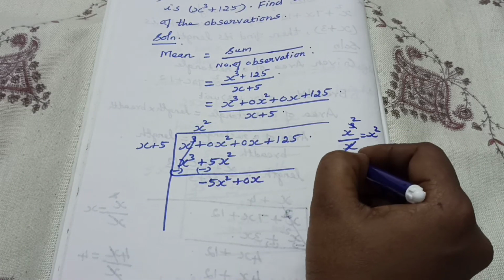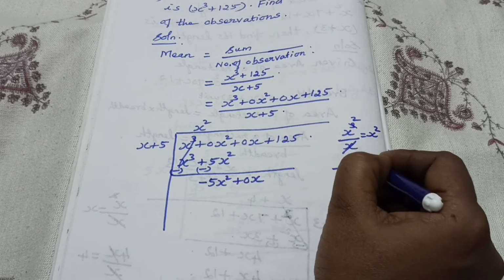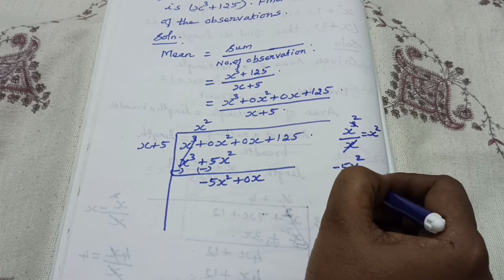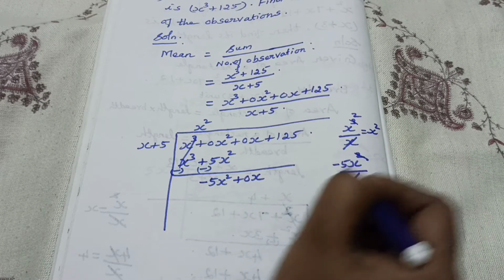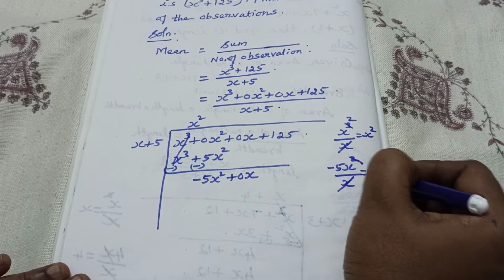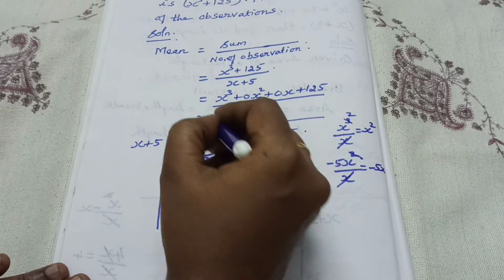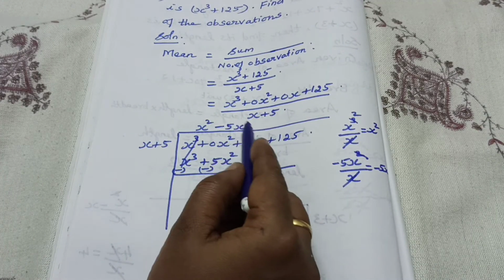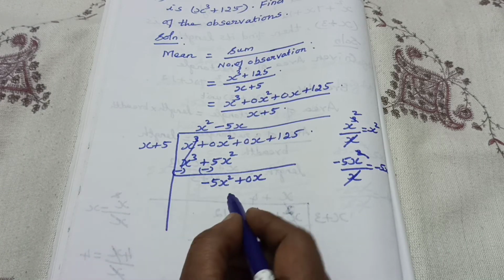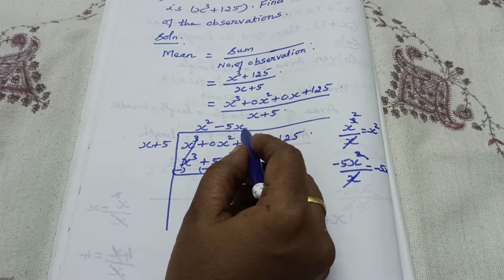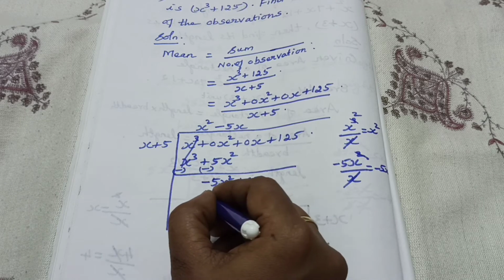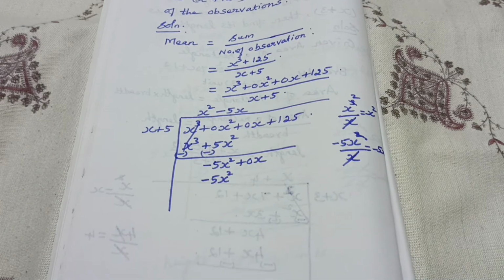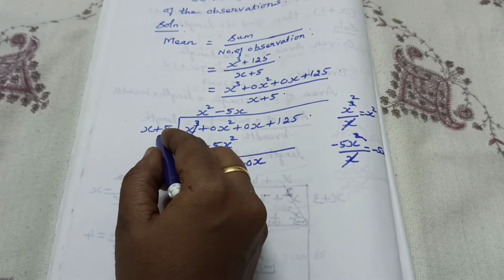Here, what's the first term? Minus 5x square divided by the divisor's first term, x. The x cancels, and we get minus 5x. That minus 5x we write in the quotient. Take this minus 5x and multiply by the divisor. Minus 5x into x is minus 5x square. Am I correct?